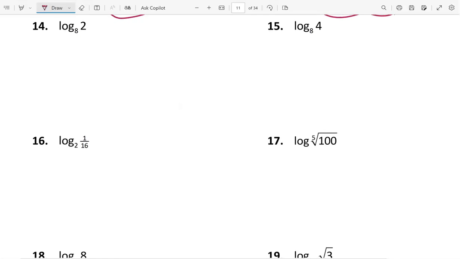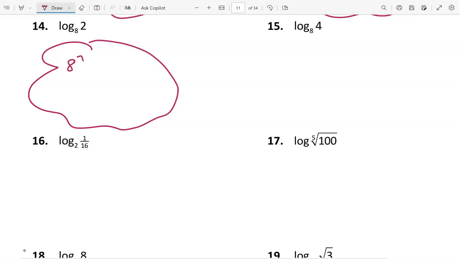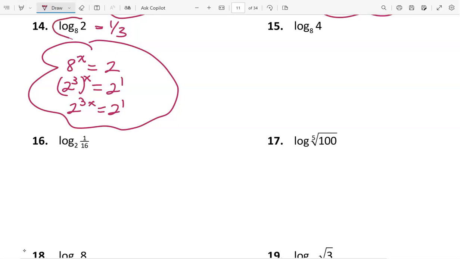In 14, log base 8 of 2. So my thought process is 8 raised to the unknown power is equal to 2. 8 is 2 cubed, and 2 is 2 to the 1. So now we're going to have 2 to the 3x is equal to 2 to the 1. 3x is equal to 1, which makes x equal to 1/3.